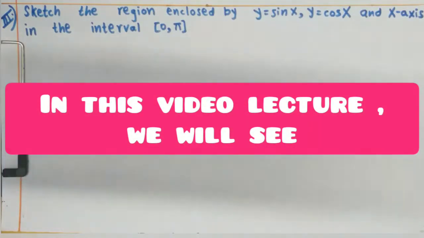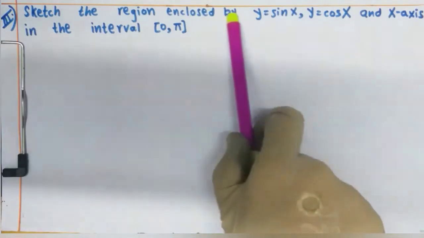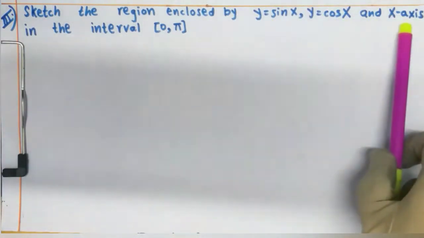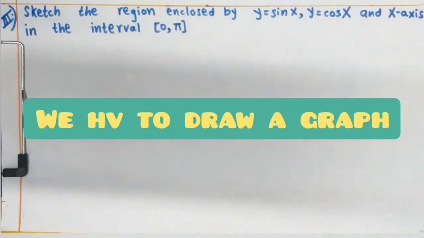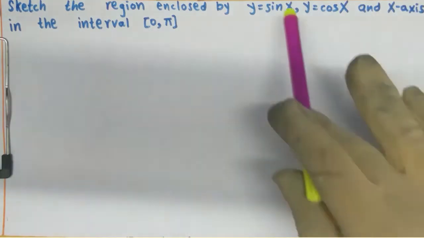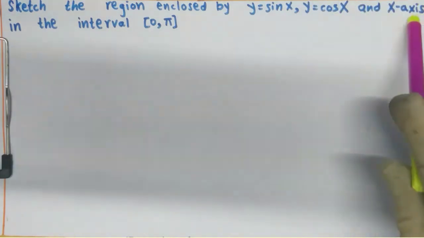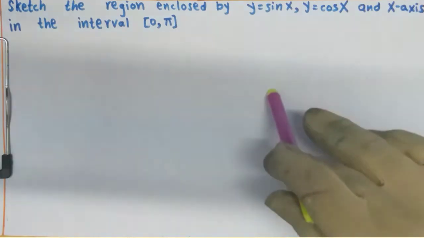In this video lecture, we will see how to sketch the region enclosed by y equals sin x, y equals cos x and the x-axis in the interval 0 to pi. So we have to draw a graph in which we need to plot two trigonometric equations, y equals sin x and y equals cos x, along with the x-axis.